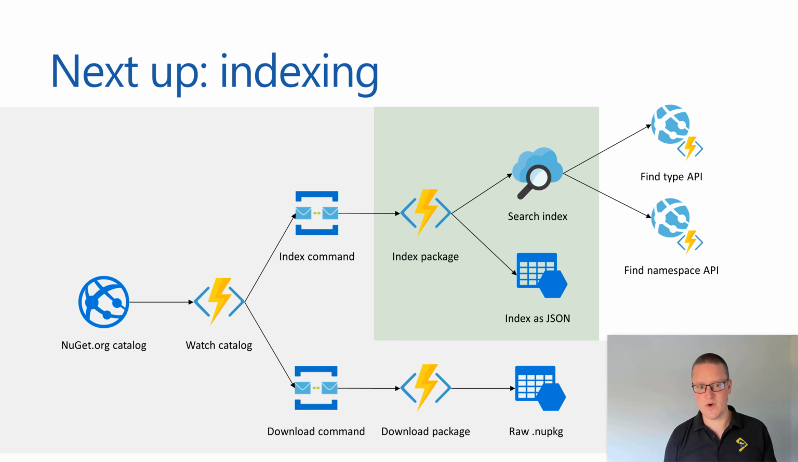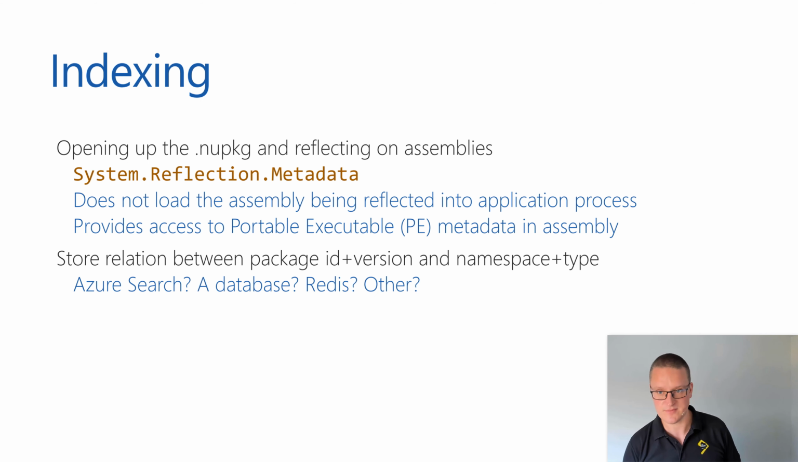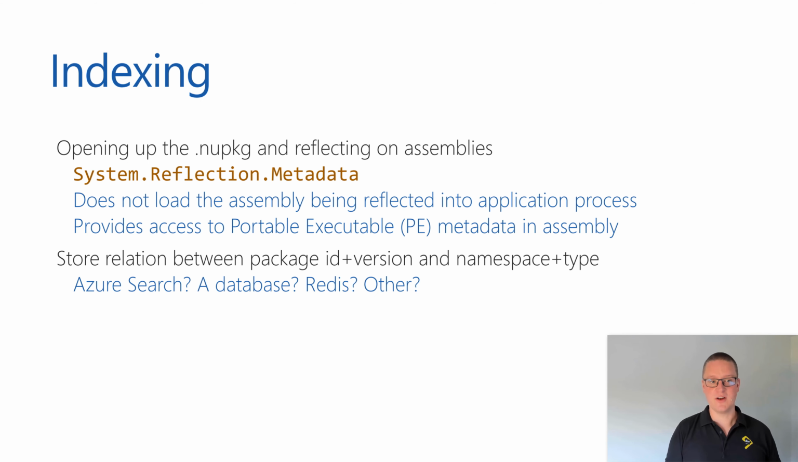Indexing is going to work the same way. We have that catalog watcher pushing data into that index queue, and then we will have a function to index packages. Before we dive into the function, let's think about how we are going to index all of the public types and public namespaces that are in that package. We are going to make use of the System.Reflection.Metadata package to reflect on our assemblies and see which public types are in there.